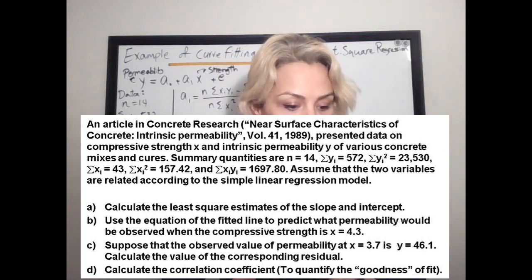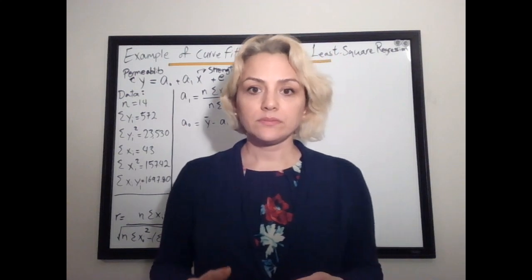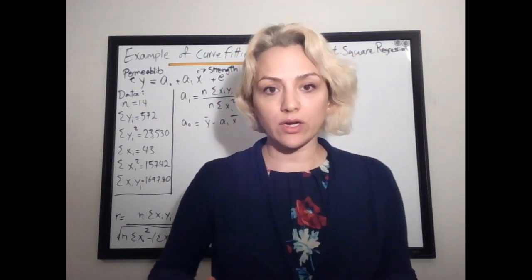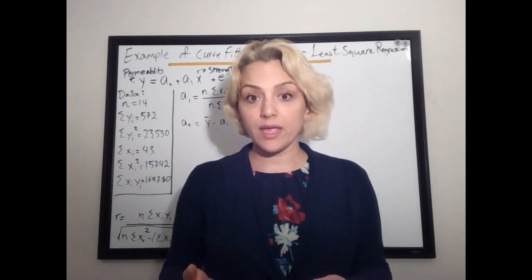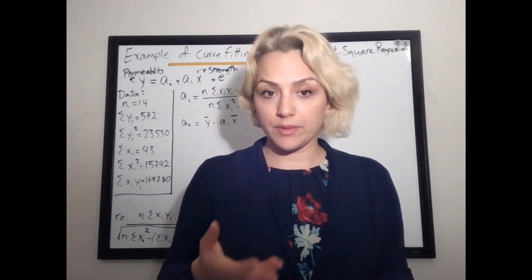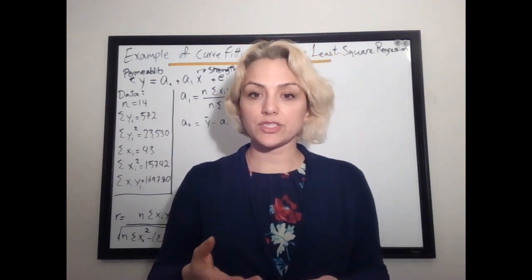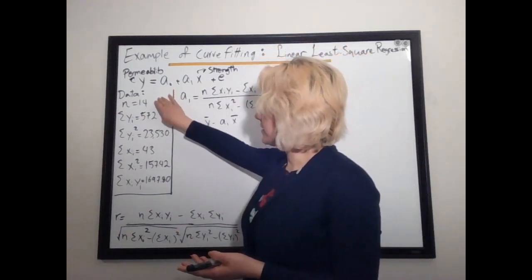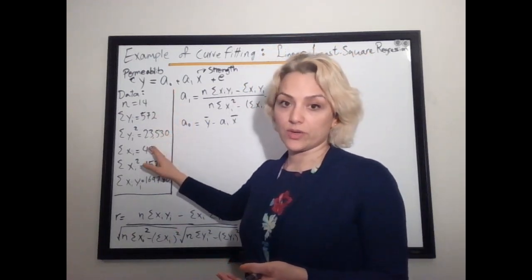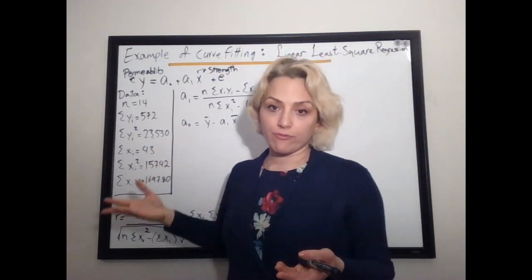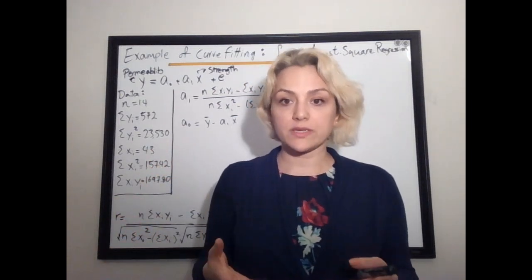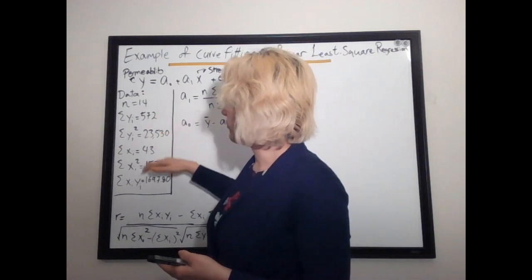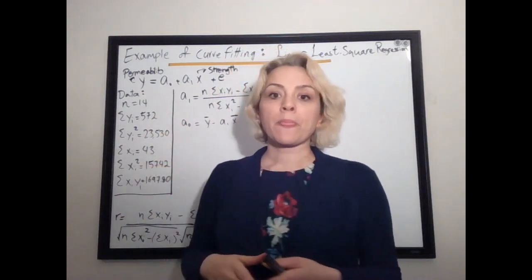So in the example, it says that we have an article, and in the article there are data. We have some data that is presented, and the data there is on X and Y. X is representing compressive strength and Y is the permeability. So I wrote down the data that we have here, all of the data that you can see in the example, and we have 14 data points, 14 observations, and then the sigma of each of them.